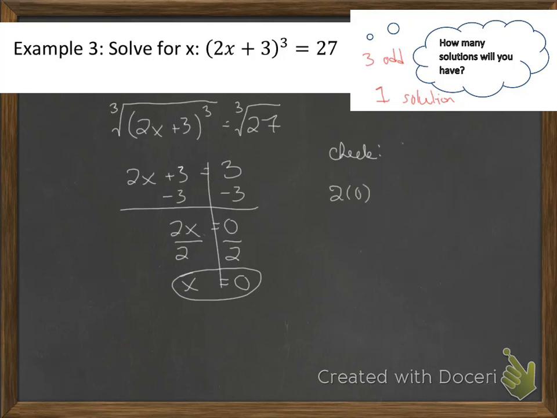This isn't like where we had extraneous solutions and we have to check every time. This is just best practices. Okay. So 2 times 0 is 0. 0 plus 3 is 3. And of course, 3 cubed is, in fact, 27. Okay. So again, you can always check your work just to make sure that you did it correctly.